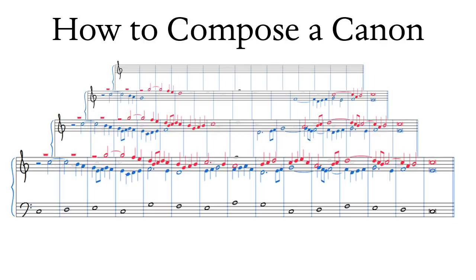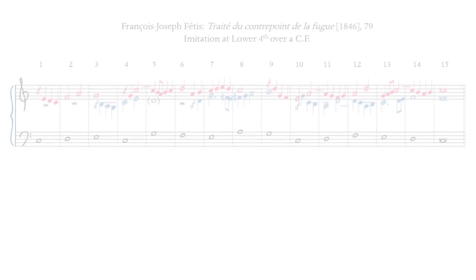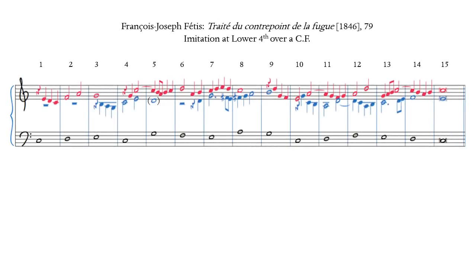Let's move on to a tutorial on how to compose imitative counterpoint against a cantus firmus. Here's an example of such an exercise written by François-Joseph Fétis. The blue alto voice, for the most part, follows the red soprano voice at the lower fourth. But as we will see, Fétis takes a number of liberties with the imitation.